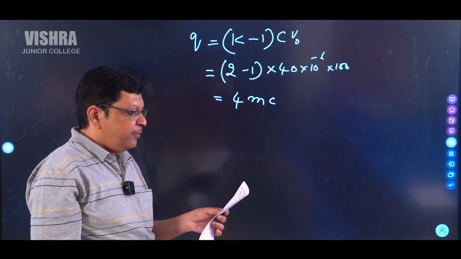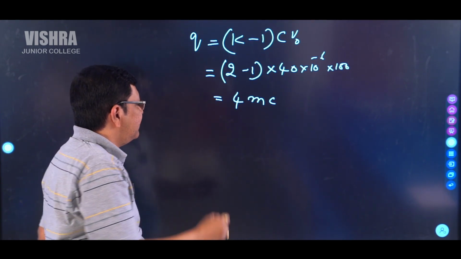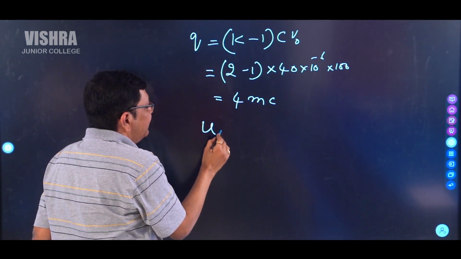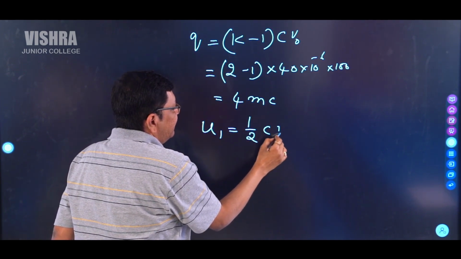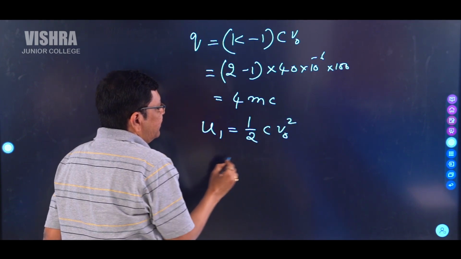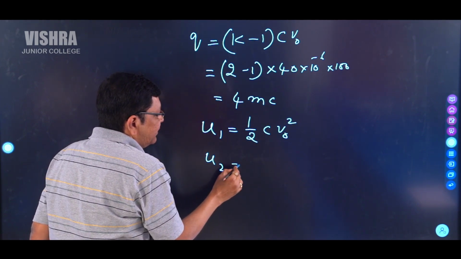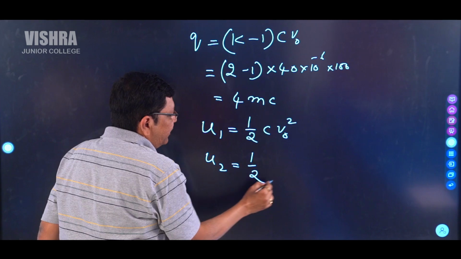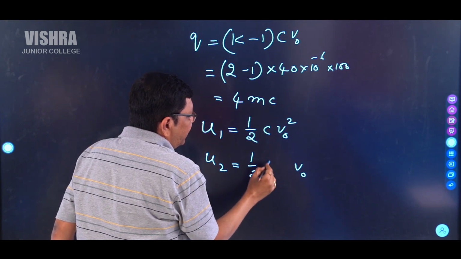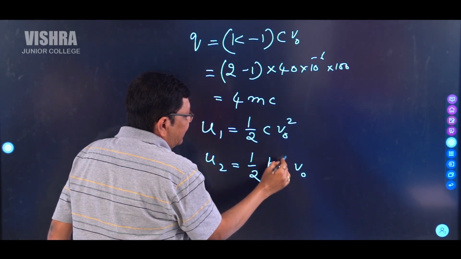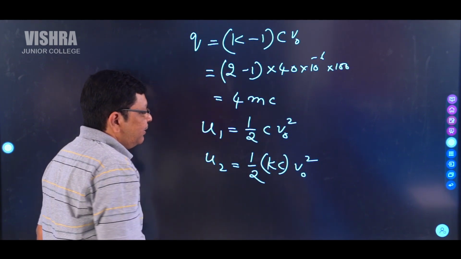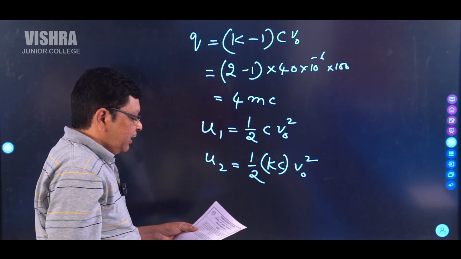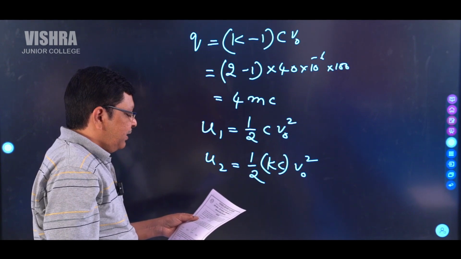And next, what about the energy stored in the capacitor? Initially the energy stored in the capacitor is half C V0 square. In the second case, the capacitor is connected to the same potential difference V0, but because of the introduction of the dielectric, the capacitance increased by K times, to KC. So the final energy stored in the capacitor is half K C V0 square.